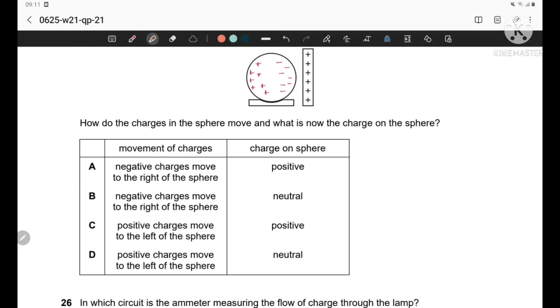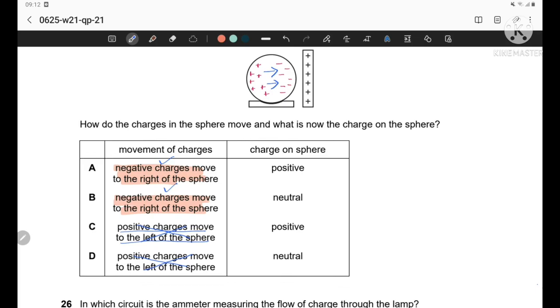So option A says negative charges move to the right of the sphere. We have seen negative charges are moving to the right of the sphere. Yes, negative charges will move to the right side of the sphere. So for options A and B, the first part is correct. In option C, it states that positive charge moves to the left of the sphere. Positive charge cannot move, only negative charge, that is free electrons, can move. So this statement is wrong. You have to understand positive charges are nothing but protons, they cannot move. They reside only inside the nucleus. So positive charges will never move, it's only electrons or negative charges that move.